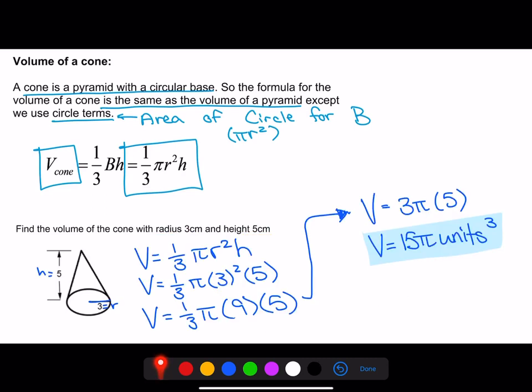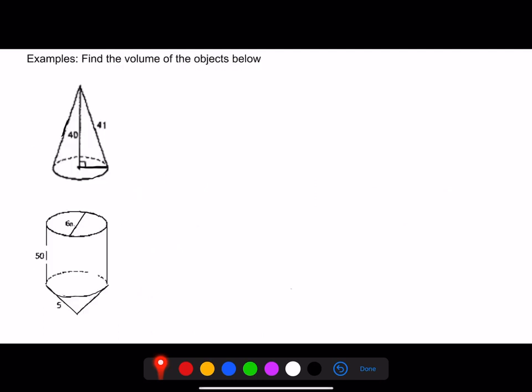So 15 pi units cubed is the volume of this cone right over here. And again, the homework will tell you whether to leave your answer in terms of pi, or if you need to round to the nearest decimal place, which of course then I'd multiply by pi. But this is our exact answer, 15 pi units cubed. Hopefully that wasn't too difficult. Let's go ahead and try another. So, pause the video if you need to. Find the volume of the objects below.